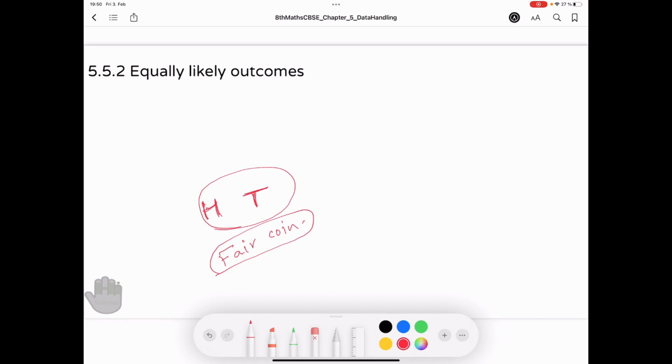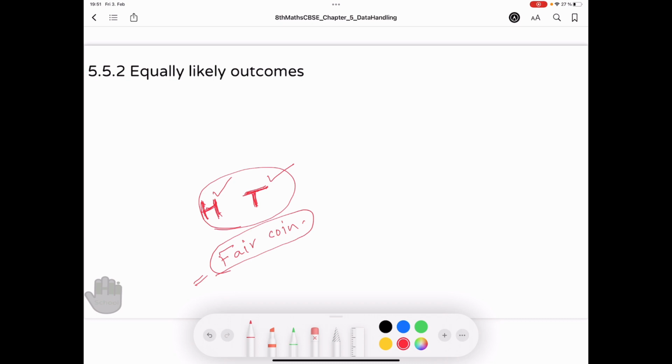A fair coin means there is no bias in the coin. When there is no bias, the likelihood of either head or tail is equal. Head can come, and there is an equal likelihood that a tail can come. We do not know which one is going to come, and there is an equal likelihood of either side coming up.